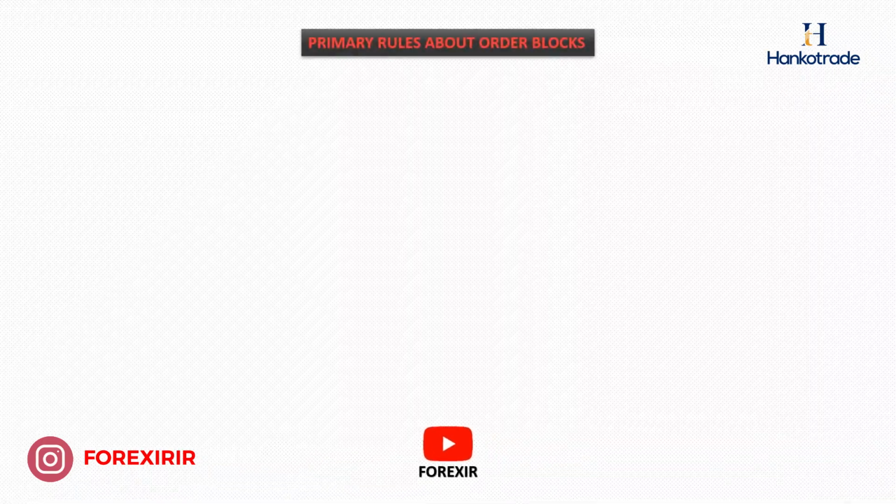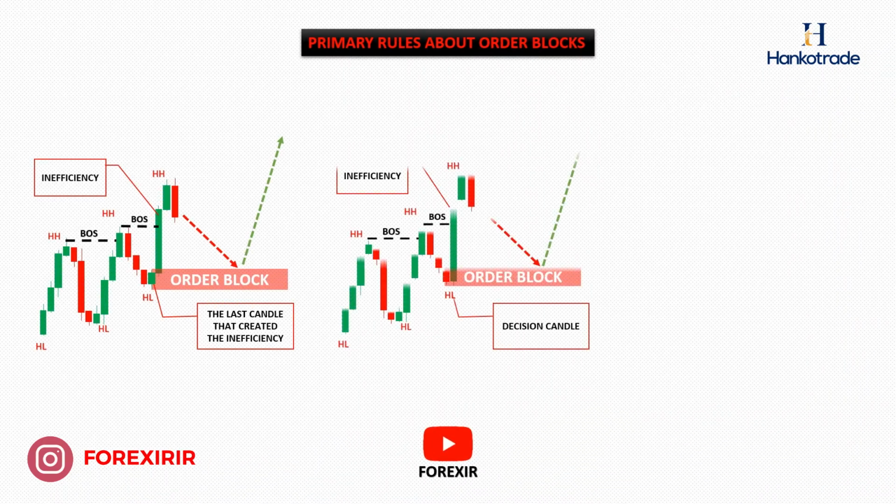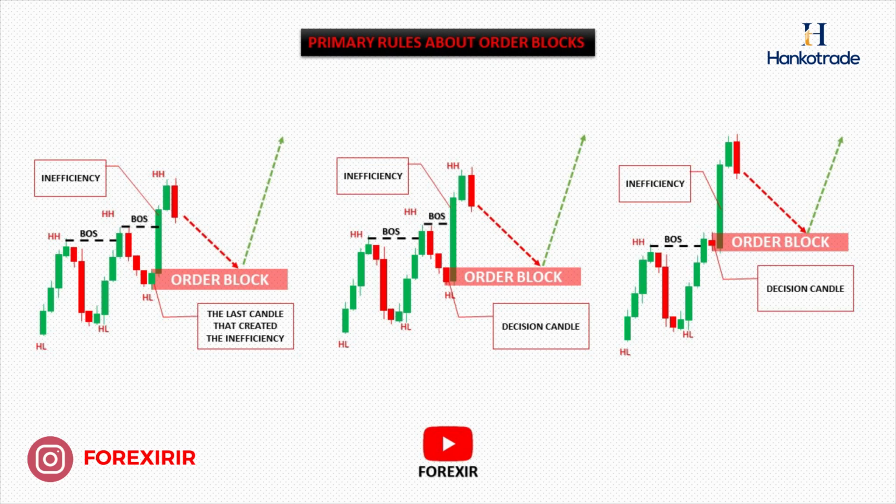In the concept of smart money, let me first explain some primary rules about order blocks. Basically, we consider the last candle that created the inefficiency as the order block zone. This zone is where we believe decisions are made during this candle. Sometimes, order blocks are found at the beginning of an impulsive move, while other times they appear in the middle of the movement. These order blocks can be in the form of a candle with either the same color as the prevailing trend or the opposite color.